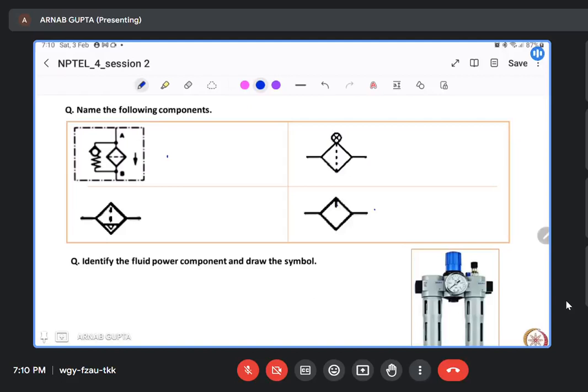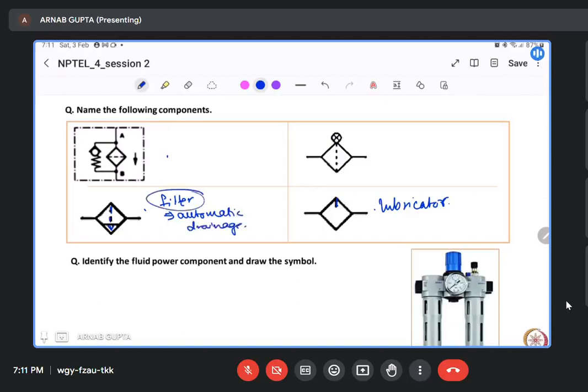If you have one line from here, it indicates it is a lubricator. Essentially, lubricator means it is a pneumatic component because in hydraulics you don't need external lubrication. So it is obviously a pneumatic lubricator. And the other one, this is a filter. By this perforated symbol, you can understand it is a filter. But this small triangle here indicates it is an automatic drain.